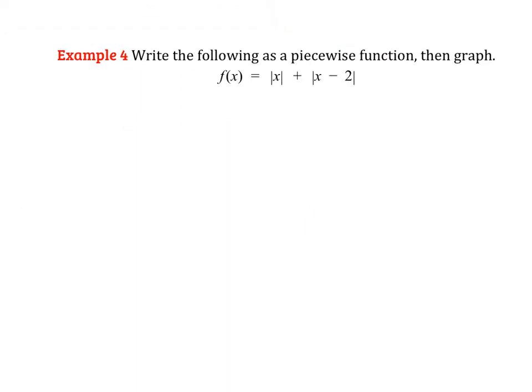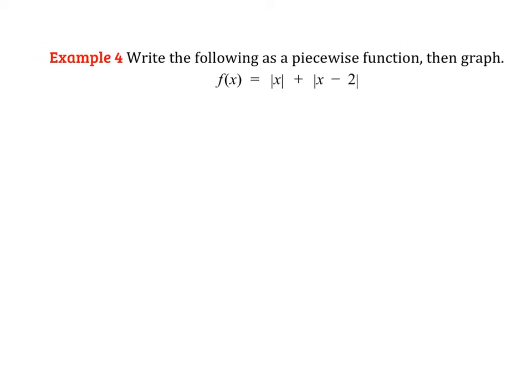All right, let's try one now that's a little bit trickier. So here we have the sum of two different absolute value functions. So first, let's see if we can describe absolute value of x. So I know here that my critical point is going to be at 0. And I know everything to the right of 0 will be defined as just x. Everything to the left of 0 will be negative x.